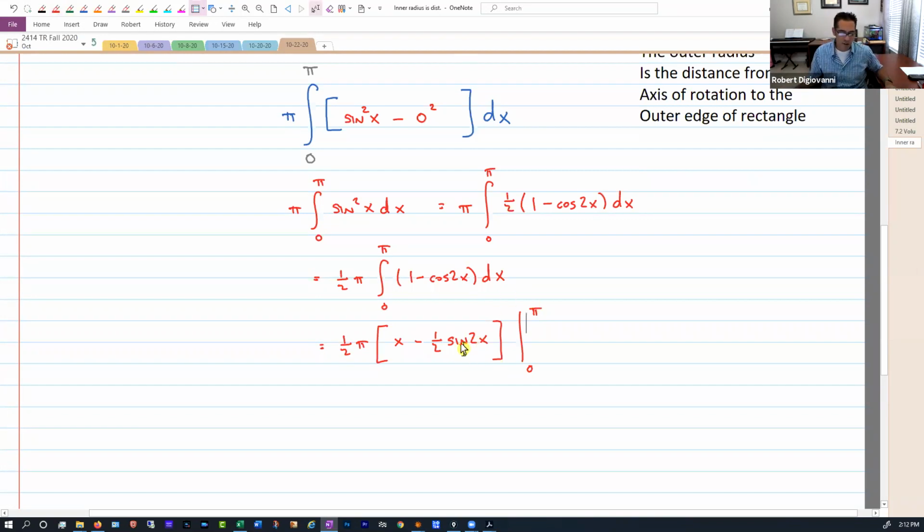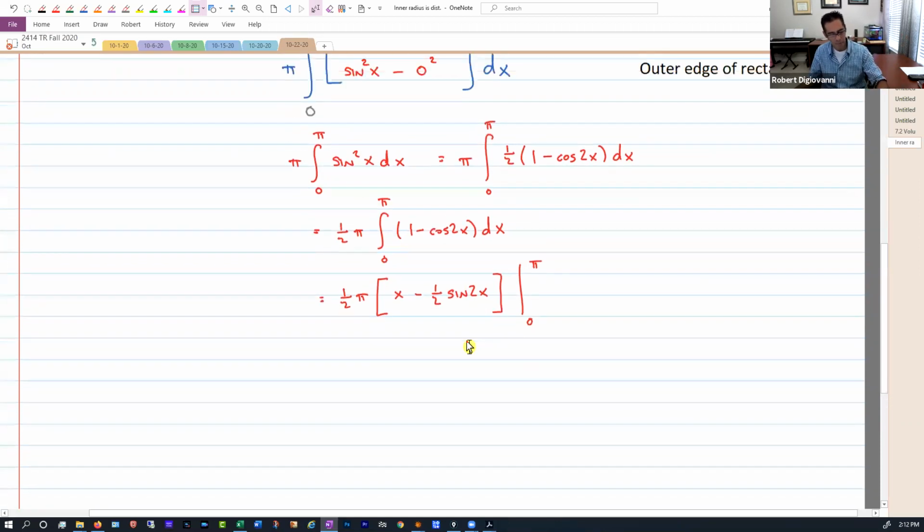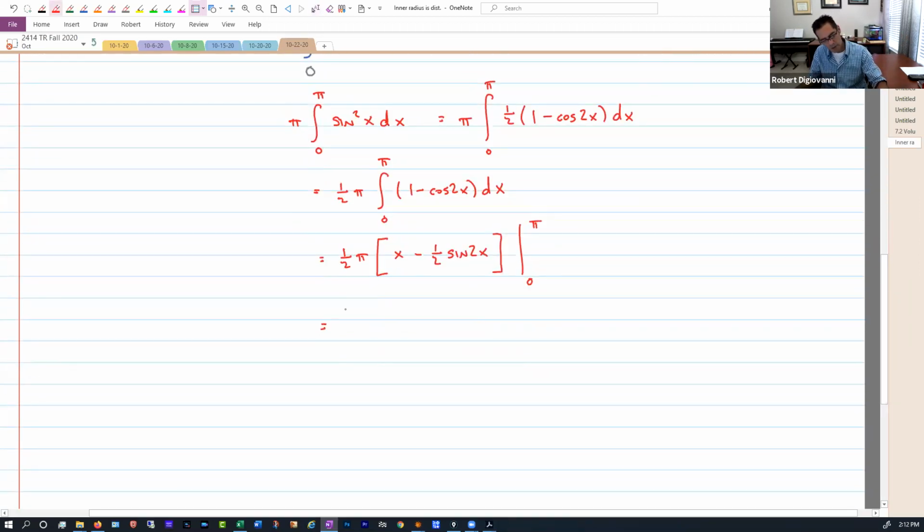Now, I don't need to change this, right? This sine 2x, I don't need to switch that over to 2 sine x cosine x. I don't need to do that because we never did trig sub, right? We can just plug in pi, get an answer, plug in 0, get an answer. So this is where I plug in my two things.